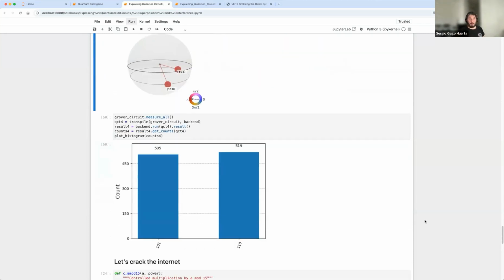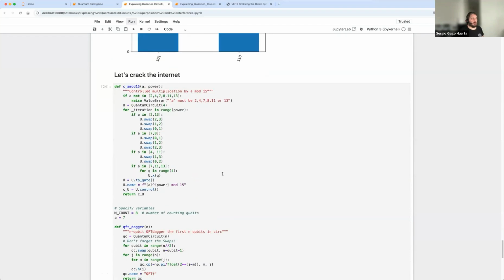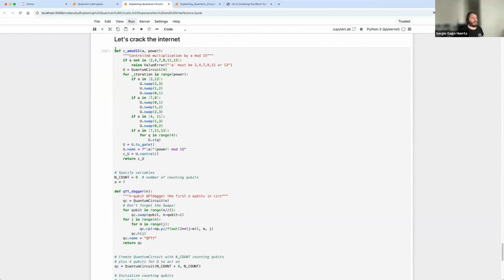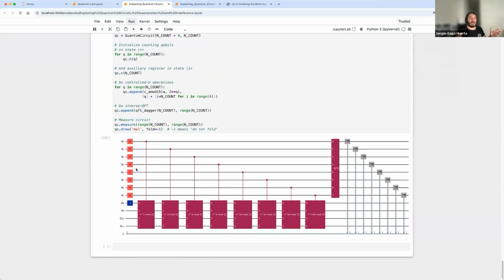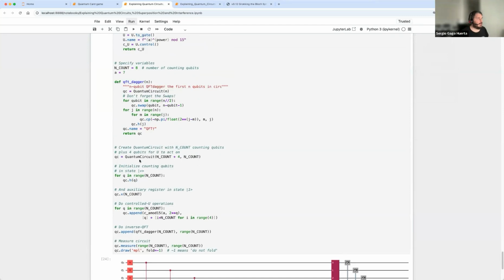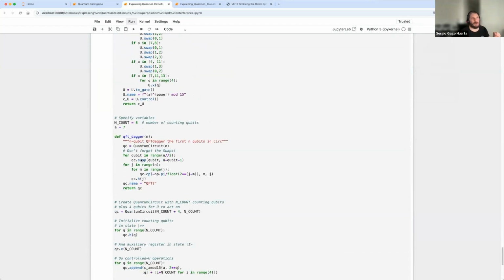That is a very difficult problem to solve for a classical computer, but happens to be a relatively easy problem to solve for a quantum computer. So what you see here is the circuit that I built to crack the internet. And what you see here is obviously a much more difficult circuit that is also made only to find the prime factors of the number 15.